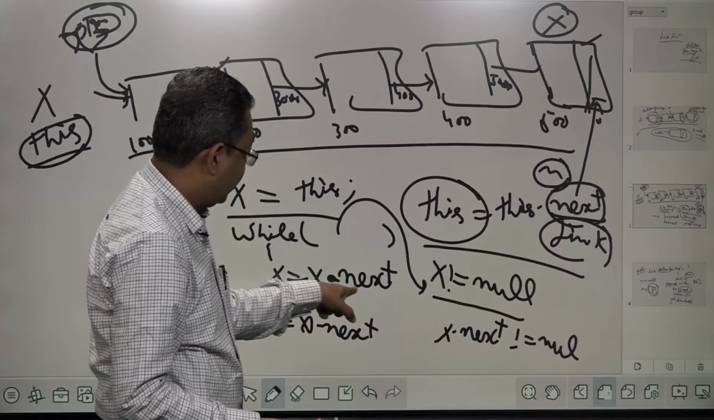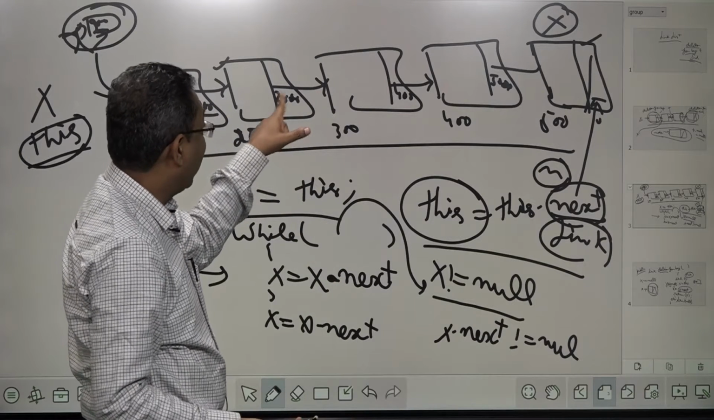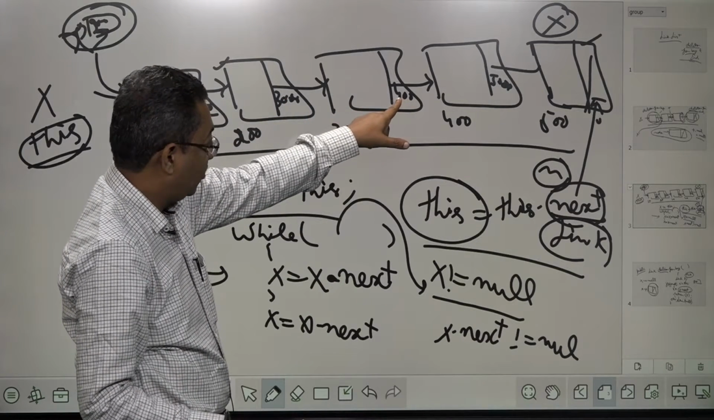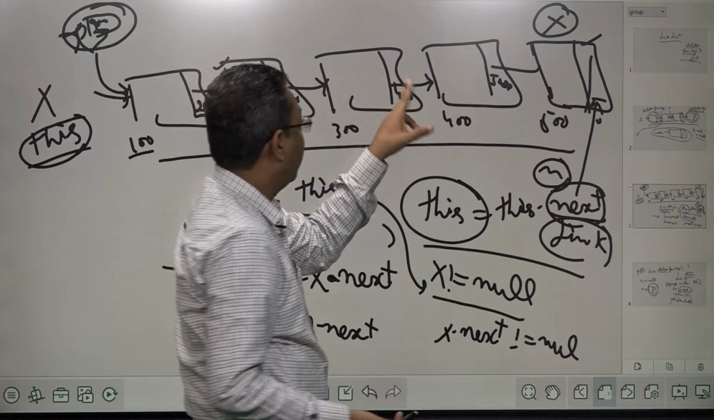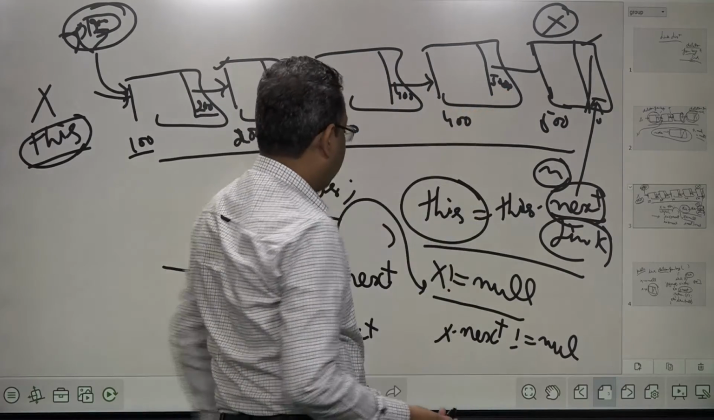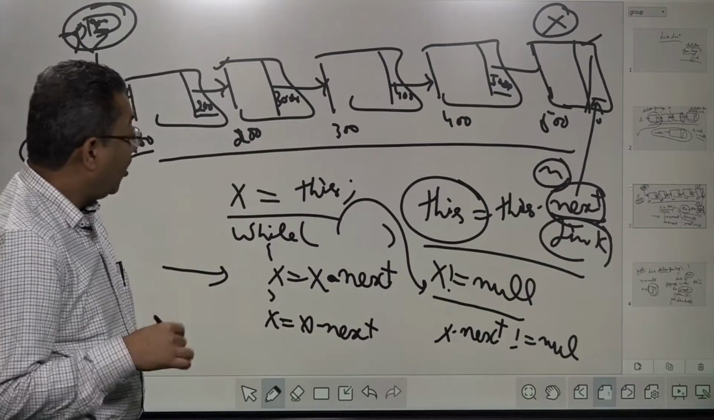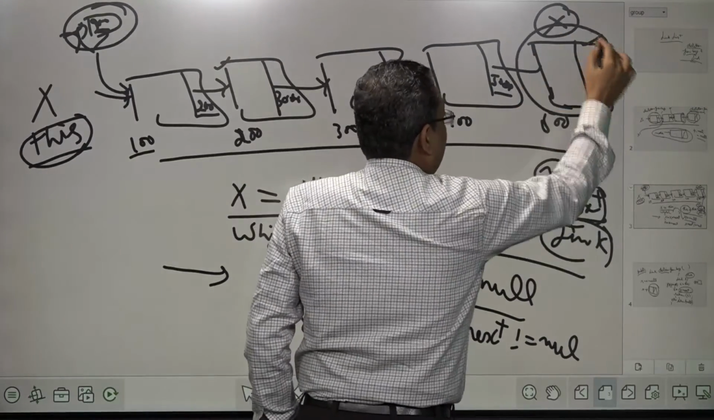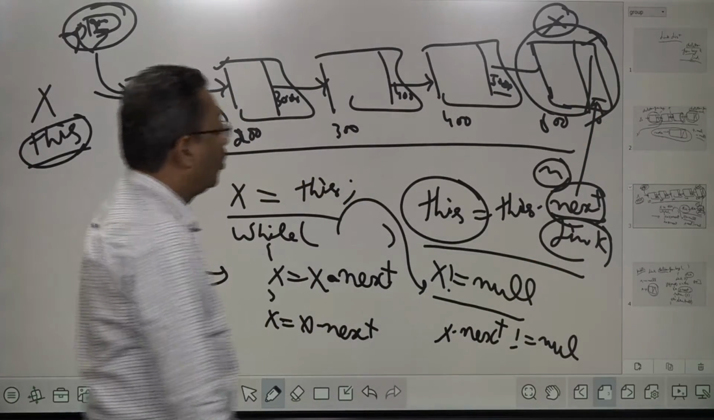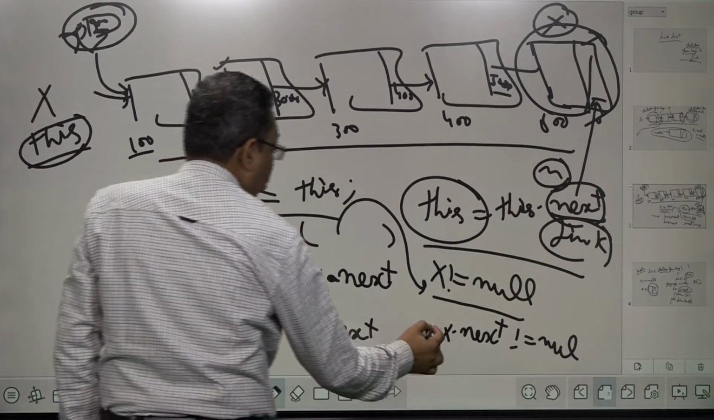dot next. 300 dot next, that means this one. That is not null. Yes, this is not null. So in that way, 400 dot next is not null. Right? And then 500 dot next. 500 is this complete node. Dot next is not equal to null. Now the condition will go false.